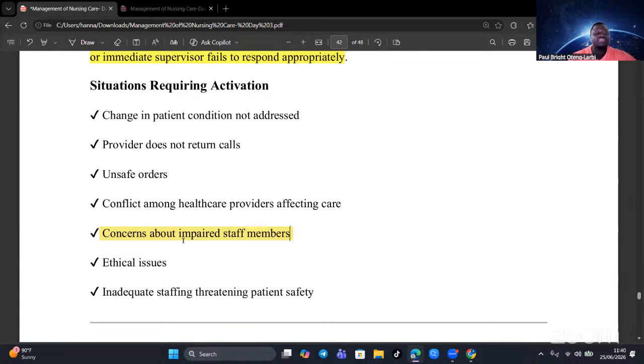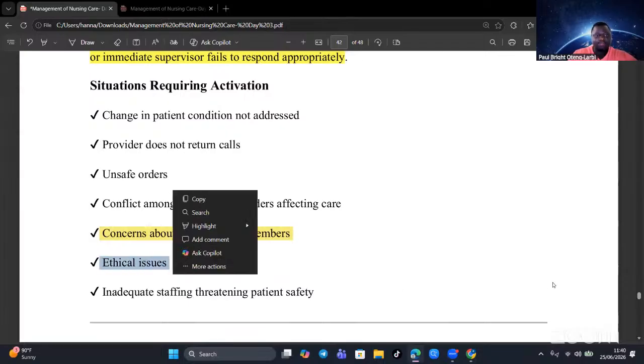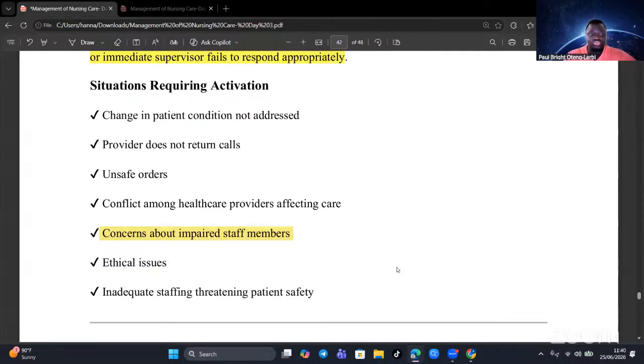So that a health assessment will be done for this patient, for this staff, and the necessary steps taken. Then ethical issues. Somebody doesn't wear the uniform or the prescribed uniform to work, and it is causing issues. The ethics of nursing say you should dress appropriately, but you're not dressing appropriately to work.